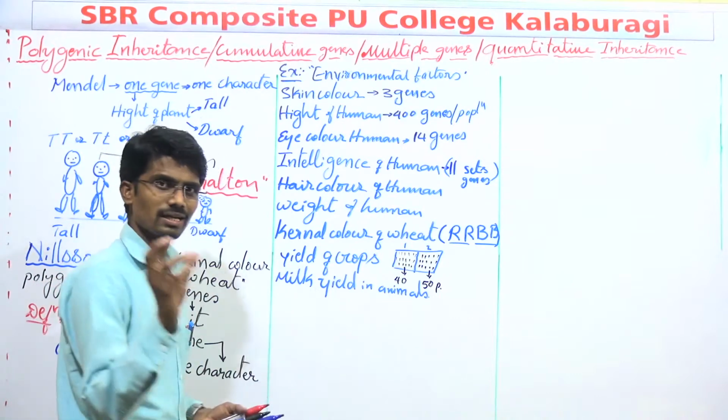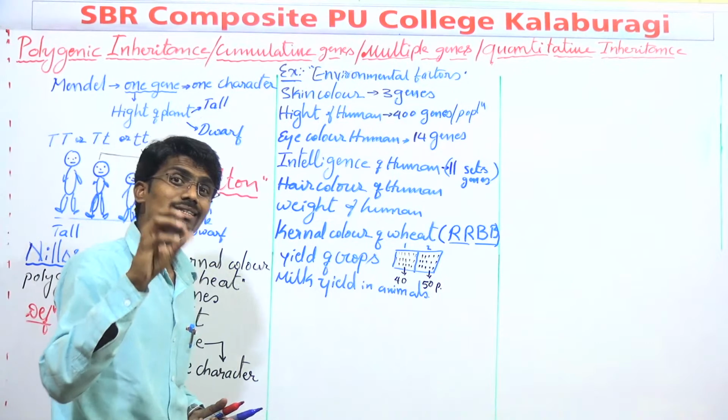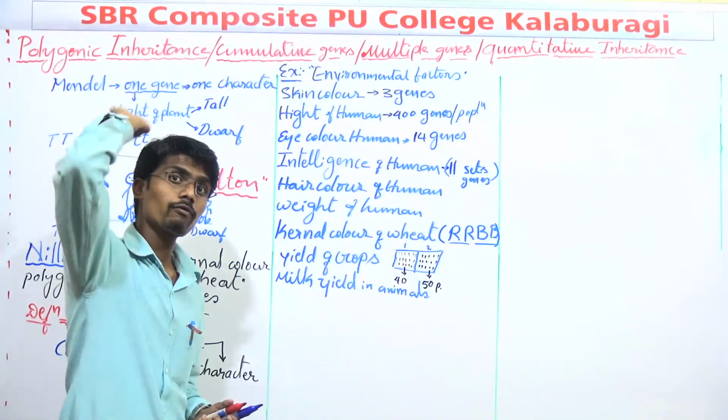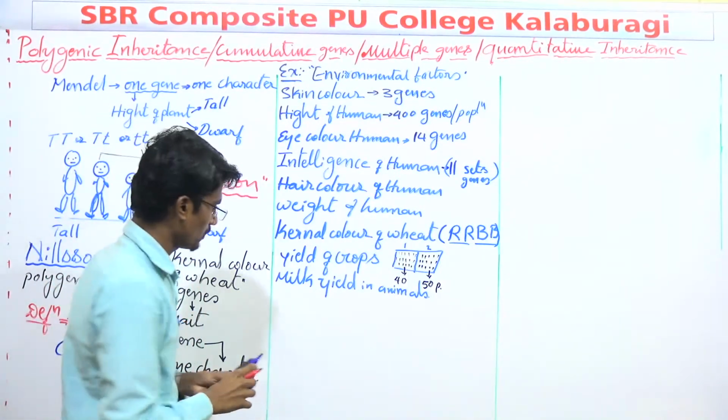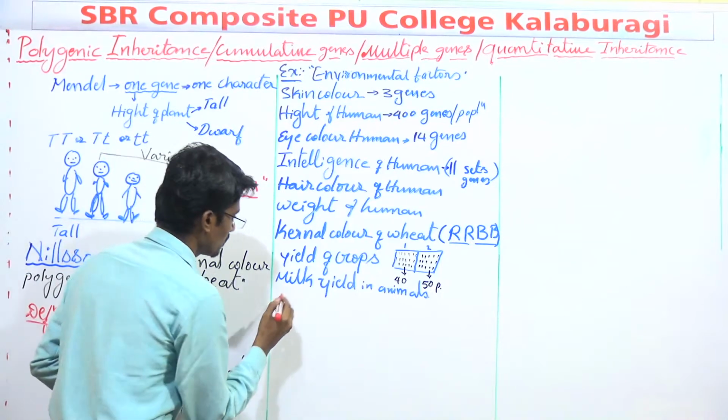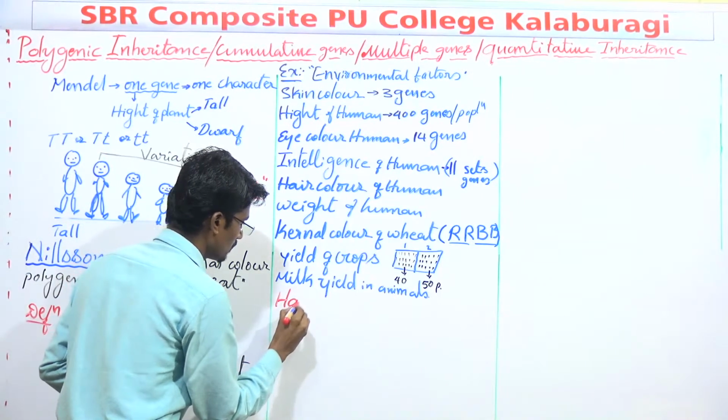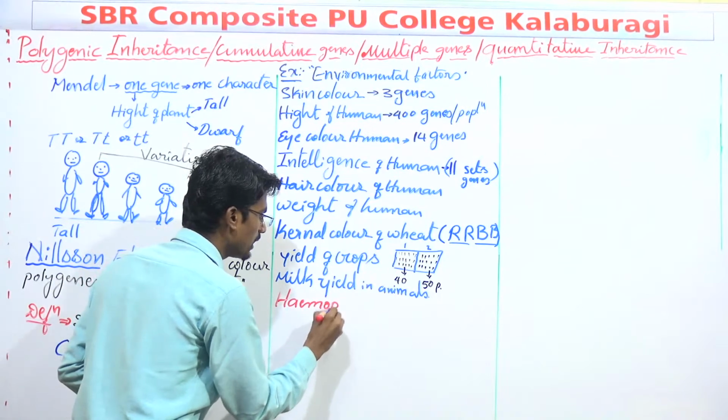Like this, many examples are present, students. But let's discuss another set of very important diseases. They are also examples for polygenic inheritance. And what are those diseases? One is hemophilia.